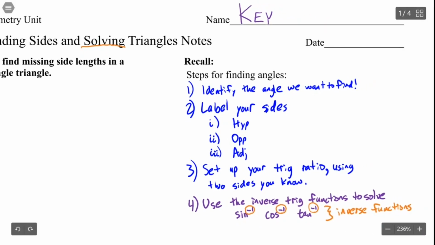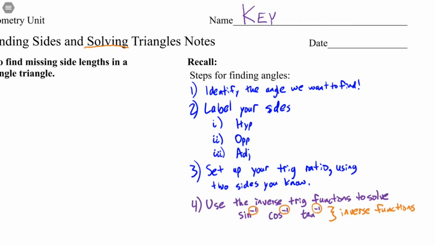First of all, let's review what we did last lesson. To find angles in a triangle, you're going to need to do these three steps basically every single time you're using SOH CAH TOA. First step, you're going to need to identify the angle you care about. Last lesson, it was the angle that we wanted to find. In this case, it's going to be the angle that we know, because we're going to need to use that angle to find our missing side.